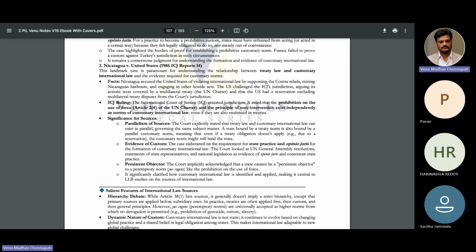So, the principle of non-intervention: in customary international law you are not supposed to intervene in others' affairs, another country's internal affairs. Customary law and the multilateral treaty are both separate items. So they exist independently. Just because there is a multilateral treaty, customary international law doesn't cease to exist. That's what the court said, sir.